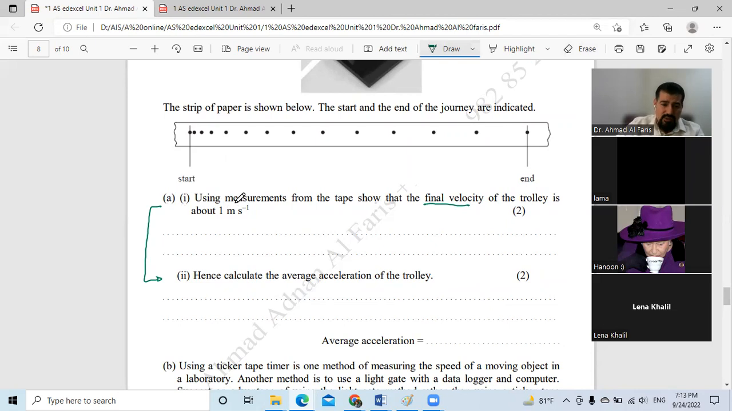When they ask you to use measurements, that means I can use my protractor and my ruler to find out the distance. Who can measure the distance from here to here and tell me how much it is? How much is the distance between the center of this dot and the center of the next dot, because we are talking about the final speed? Use your ruler. I know you have different printers and maybe printed a different scale, but the distance is approximately, yes, thank you Muhammad, 2.2 what? Centimeters, right?